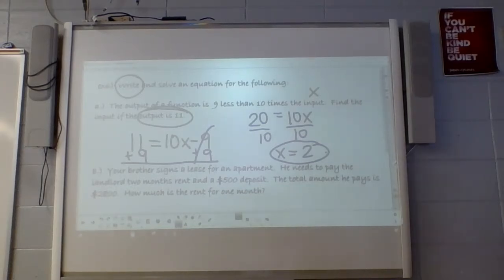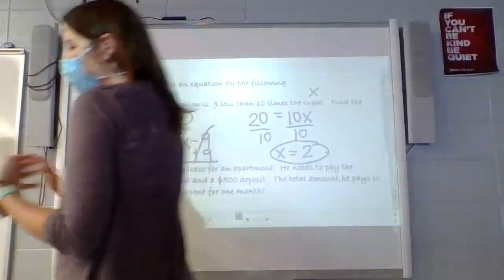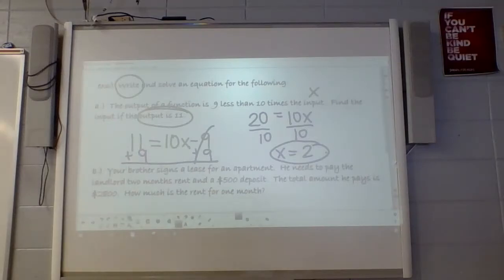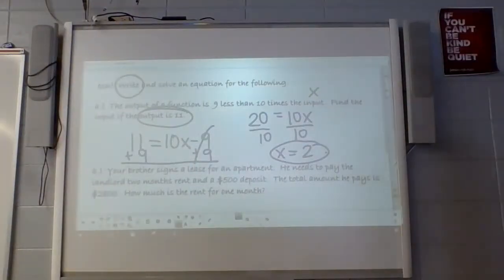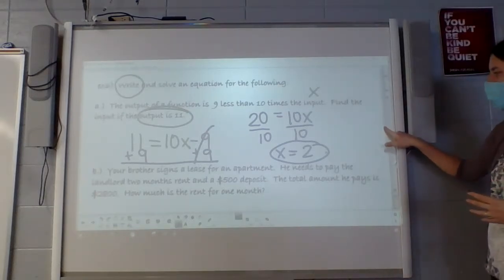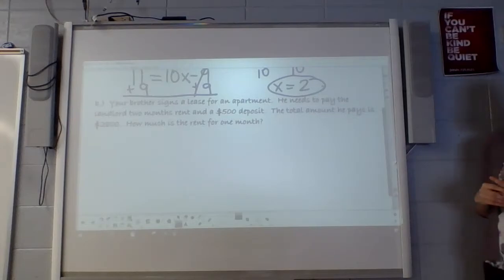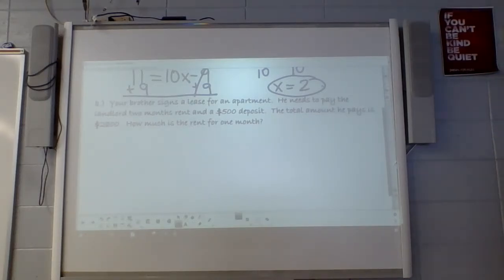Now these next few are trying to show you guys how equations can be used in everyday life. And you might say, well, I would never write an equation to figure that out. But you kind of are when you're figuring it out. You're just skipping over the writing part. It says your brother signs a lease for an apartment. He needs to pay the landlord 2 months' rent and a $500 deposit. The total amount he pays that landlord is $2,800. How much is the rent for 1 month?